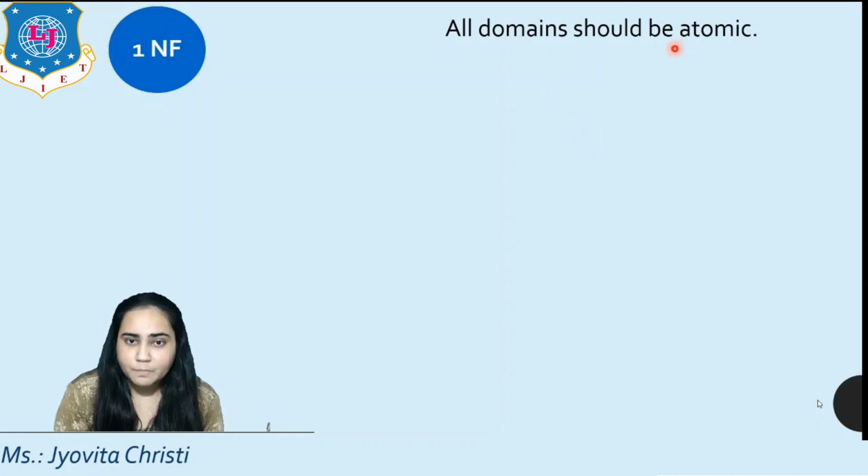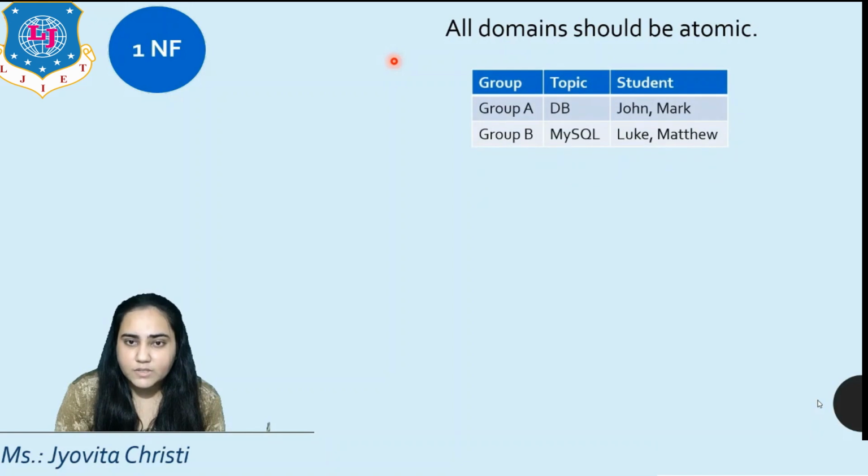For example, you can see here there is a table. This table contains three columns: group, topic, and name of a student. There are two groups, group A and group B, and the topics are DB and MySQL. In the student column, there are two students mentioned, John and Mark. So John and Mark both are studying DB. And Luke and Matthew both are studying MySQL, which is in group B.